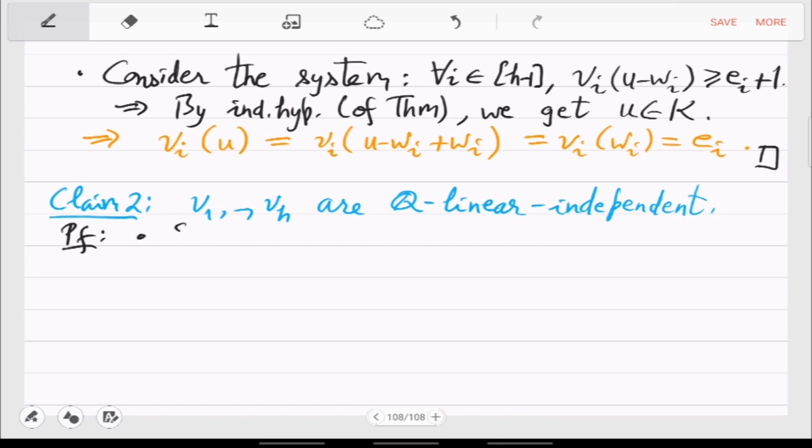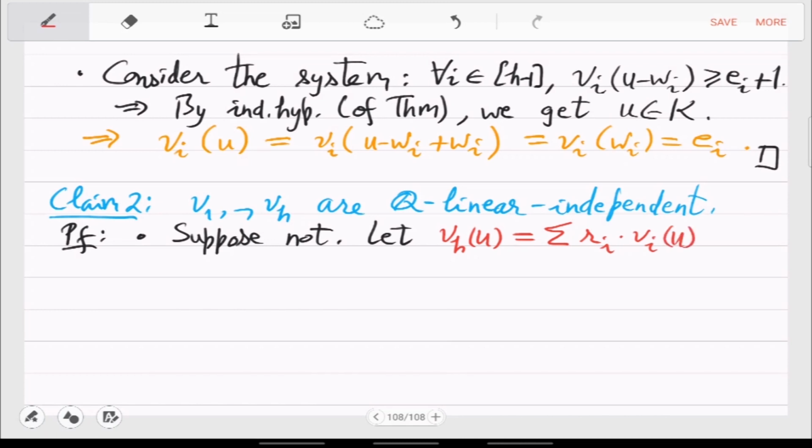So suppose not. So then let a rational linear combination vanish. So what you can write is this equation: VH(u) equal to sigma Ri Vi(u) for all u in K.